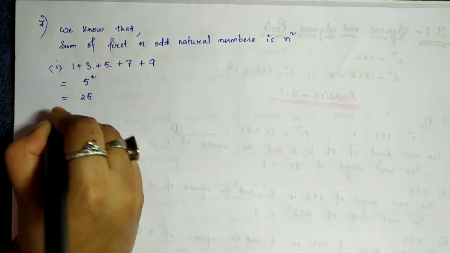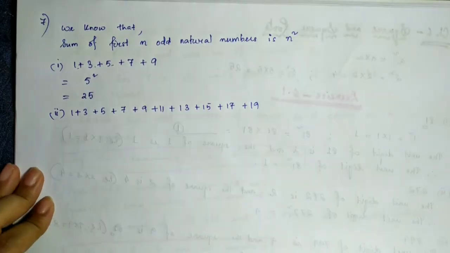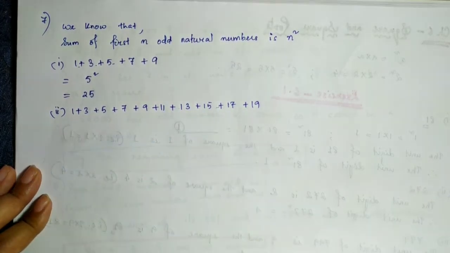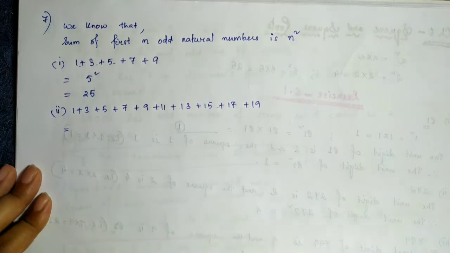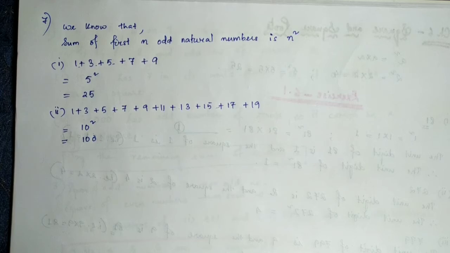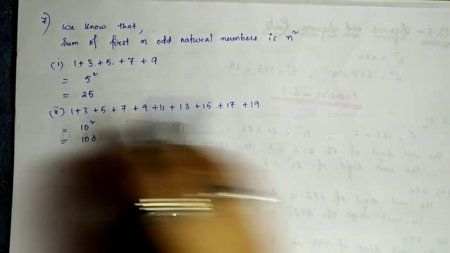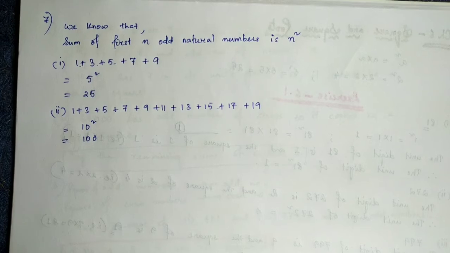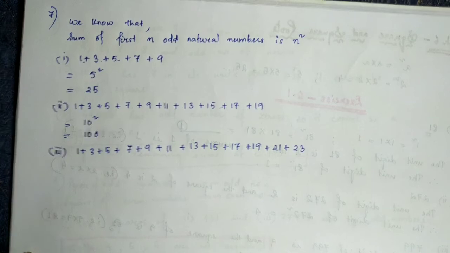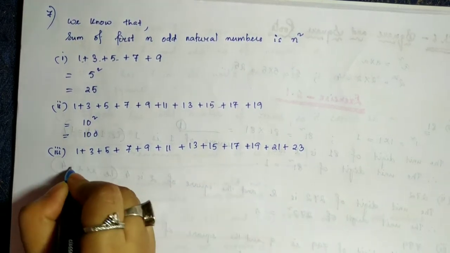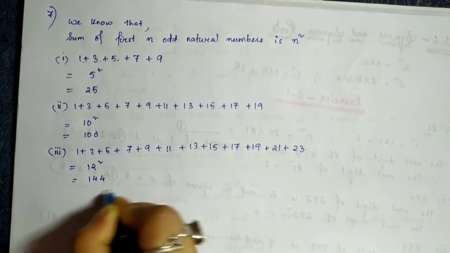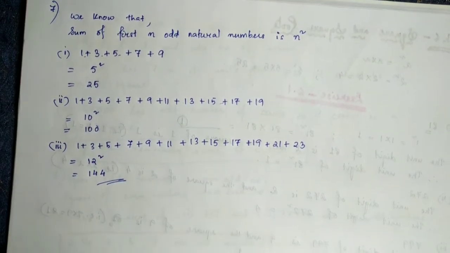Similarly, for question number 2. Okay? Question number 2, you can see 1, 2, 3, 4, 5, 6, 7, 8, 9, 10. 10 numbers are there. All are sequentially written odd natural numbers. So here it will be 10 square, which will be equal to 100. So without adding, see, this takes less time than adding all the numbers and doing the calculation. Okay, the last one we have is number 3. Again you see here how many numbers we have? We have 12 numbers. This is for question number 3. So if there are 12 numbers, 12 square, which will give me 144. This is the way we do the sum.